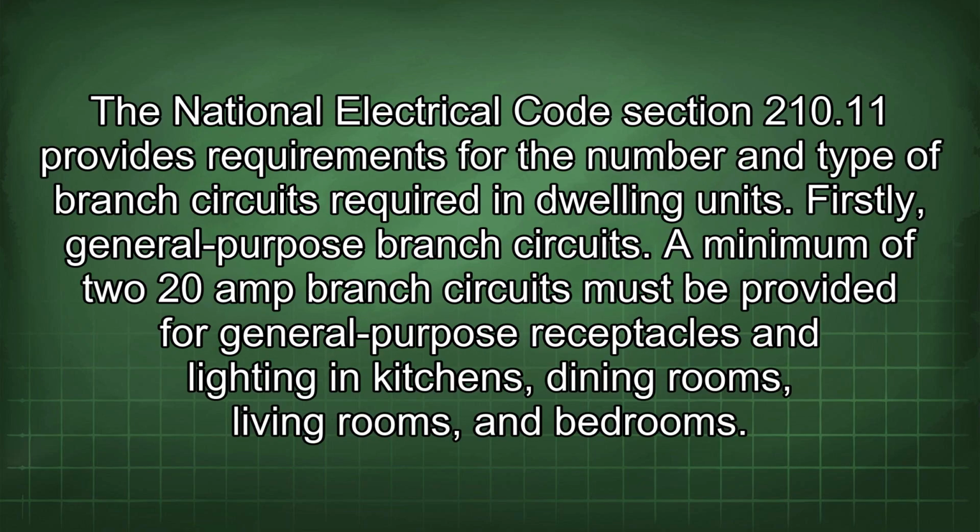The National Electrical Code Section 210.11 provides requirements for the number and type of branch circuits required in dwelling units. Firstly, general-purpose branch circuits. A minimum of 220-amp branch circuits must be provided for general-purpose receptacles and lighting in kitchens, dining rooms, living rooms, and bedrooms.